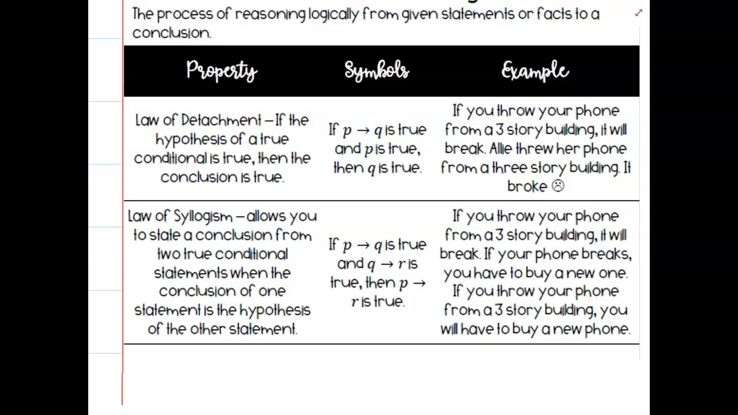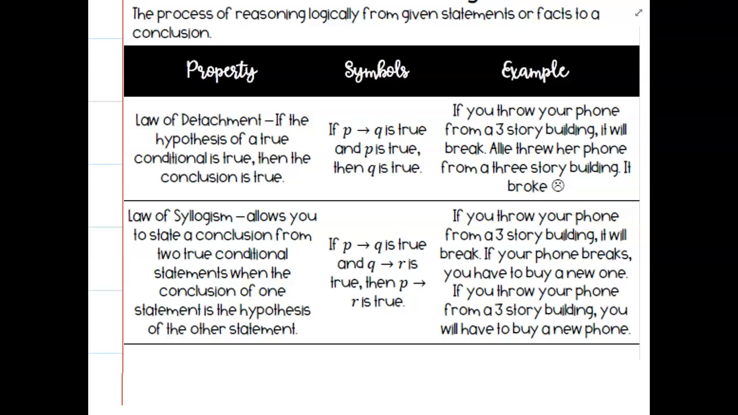Sometimes it's easier whenever we look at actual examples with words. If you throw your phone from a 3-story building, it will break. Well, Allie threw her phone from a 3-story building. Well, we know that if it's a true conditional, if you throw your phone from a 3-story building, it will break. Well, if Allie threw her phone from a 3-story building, it broke. We're going to assume that this is just a regular old phone. So that's the law of detachment.